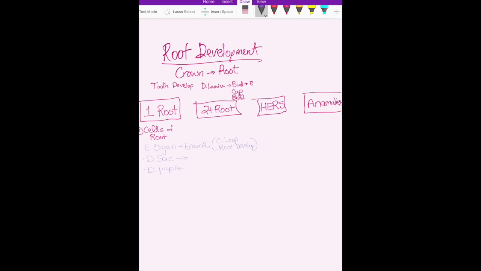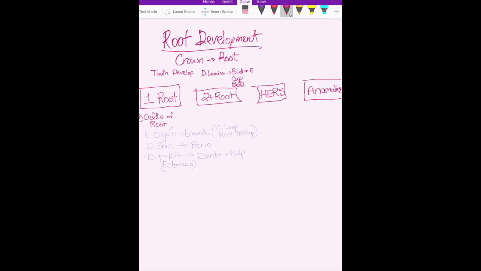We have the dental sac, which forms the periodontium, and the papilla, which will form dentin and the pulp. And we know the dental papilla is the one that is of ectomesenchyme origin, whereas the enamel organ was of epithelial origin. Then next we go into the root sheath.